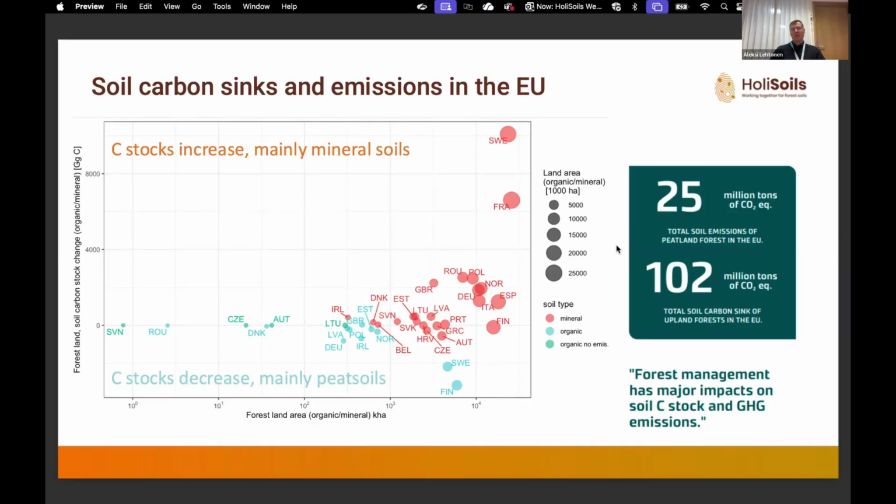And maybe from the figure you can see that we have countries that have a smaller role with soil emissions and less land area, while we have countries where these are really significant.